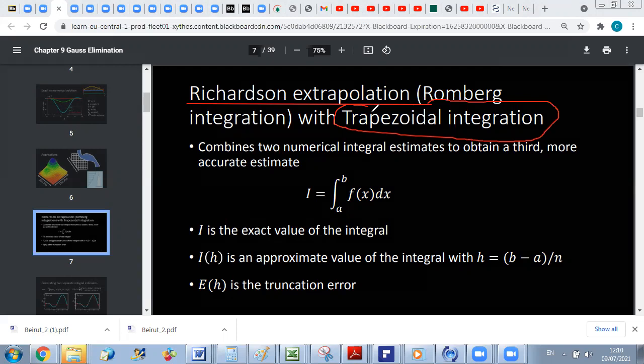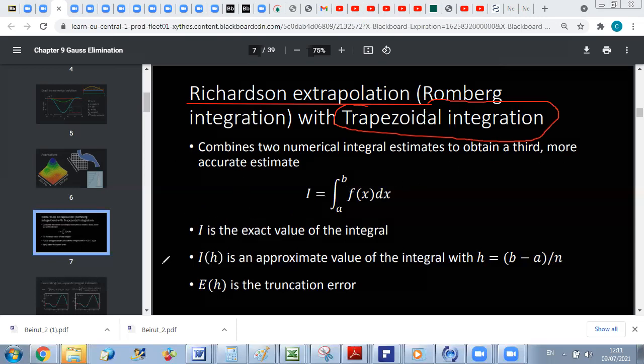So I cannot get, for example, I1 using trapezoidal integration, then get I2 using Simpson's 1/3. No. If I want to use Richardson extrapolation, I will stick to the same method because the error should be of the same form. If I change methods, the form of error will change, and what I'm doing will not apply. Okay? So Richardson extrapolation will combine two numerical integral estimates to obtain a third, more accurate estimate.